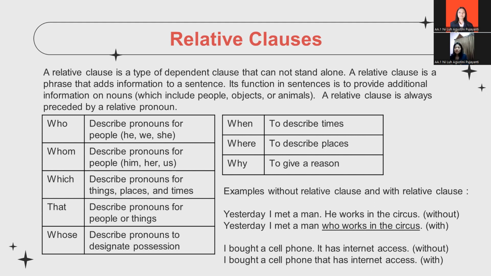Another example: I bought a cell phone. It has internet access. This is the sentence without a relative clause. And: I bought a cell phone that has internet access. This is the sentence with a relative clause. It uses that as the relative pronoun and describes a cell phone, and the relative clause is that has internet access.